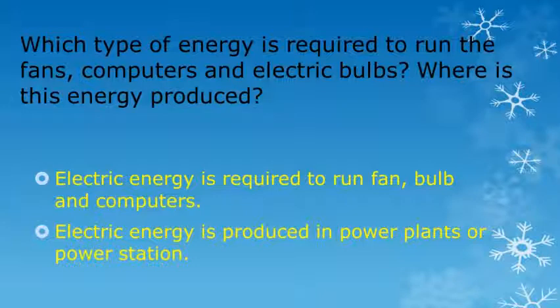Which type of energy is required to run the fans, computers and electric bulbs? Where is this energy produced? So electric energy is required to run fans, bulbs and computers. Where is this electric energy produced? It is produced in the power plants or power station.